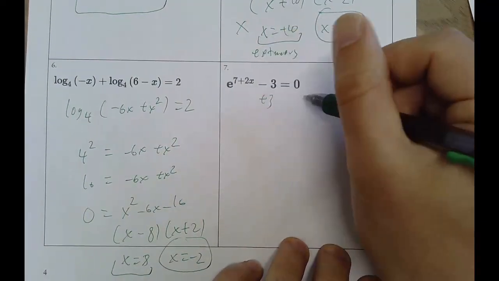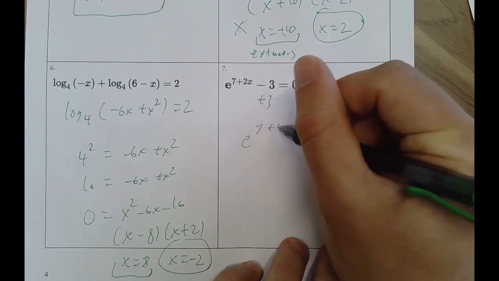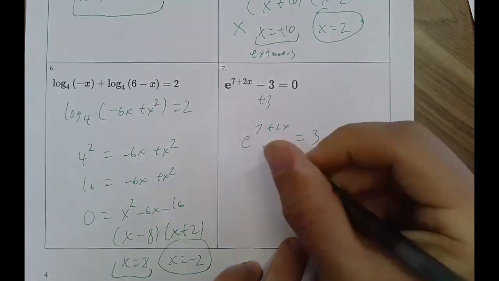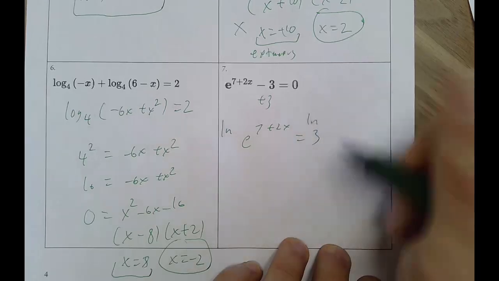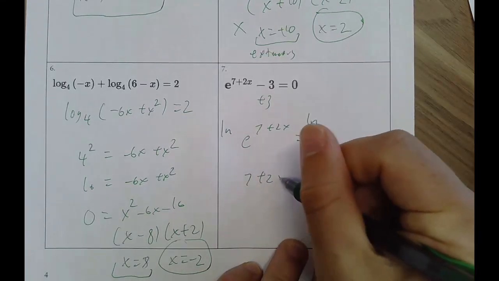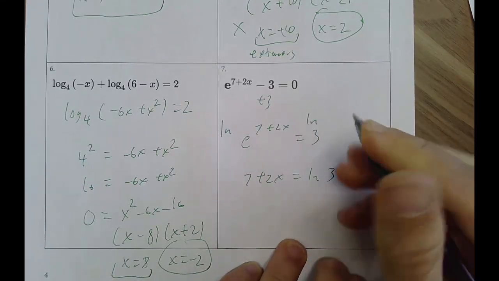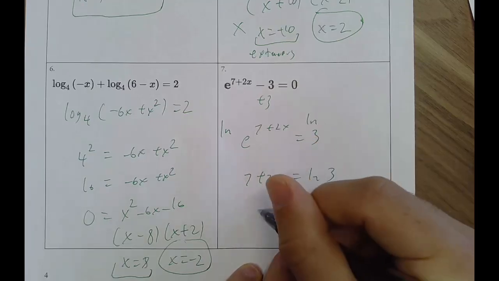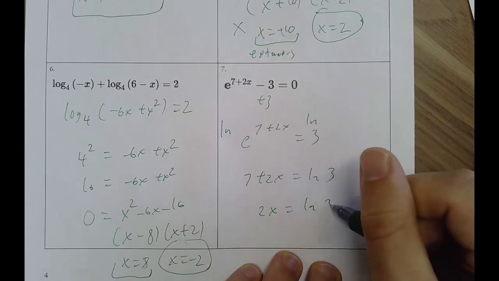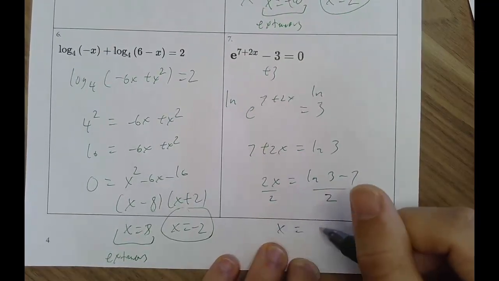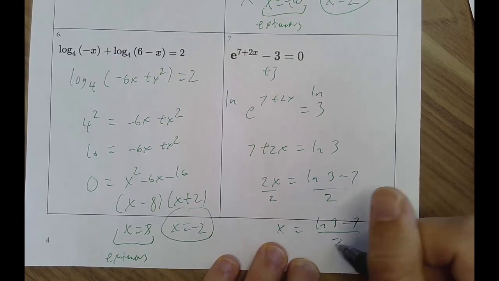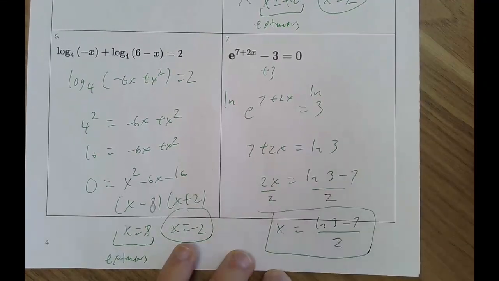All right, last one, another exponential. Get the exponential alone, plus 3 to both sides. e to the 7 plus 2x equals 3. To undo an exponential, you take the ln of both sides. So 7 plus 2x equals ln 3, minus 7. 2x equals ln 3 minus 7, divide by 2, divide by 2, x equals ln 3 minus 7, over 2. And that's it.